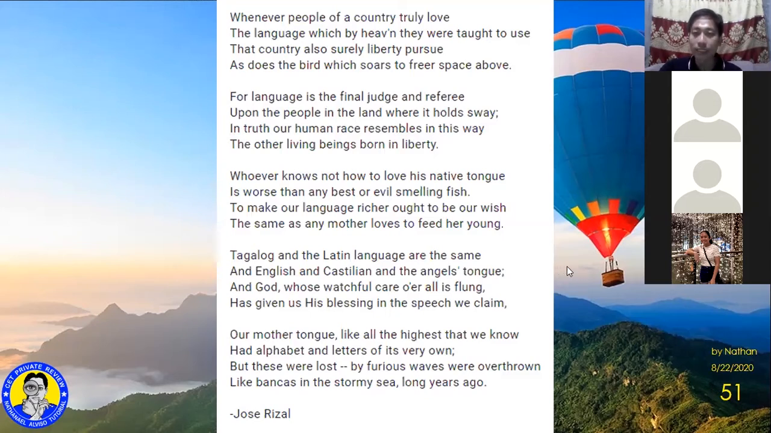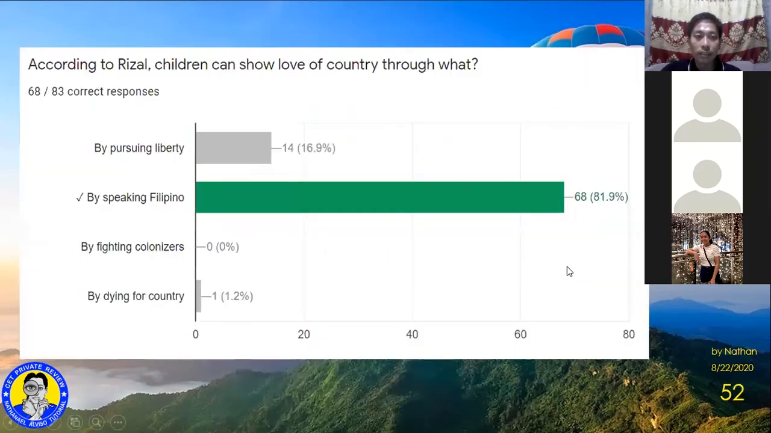So let's now go to the questions. According to Rizal, children can show love of country through what? So it's very easy, after reading the passage: by speaking Filipino, okay? Others answered by pursuing liberty. Liberty is just compared to your freedom to speak your own language. But it's not basically Rizal's message to the youth.